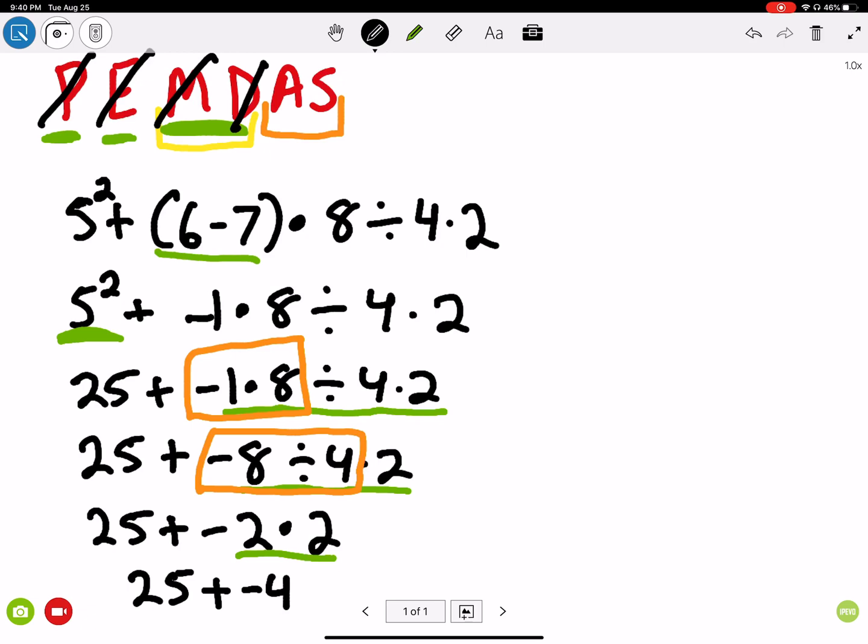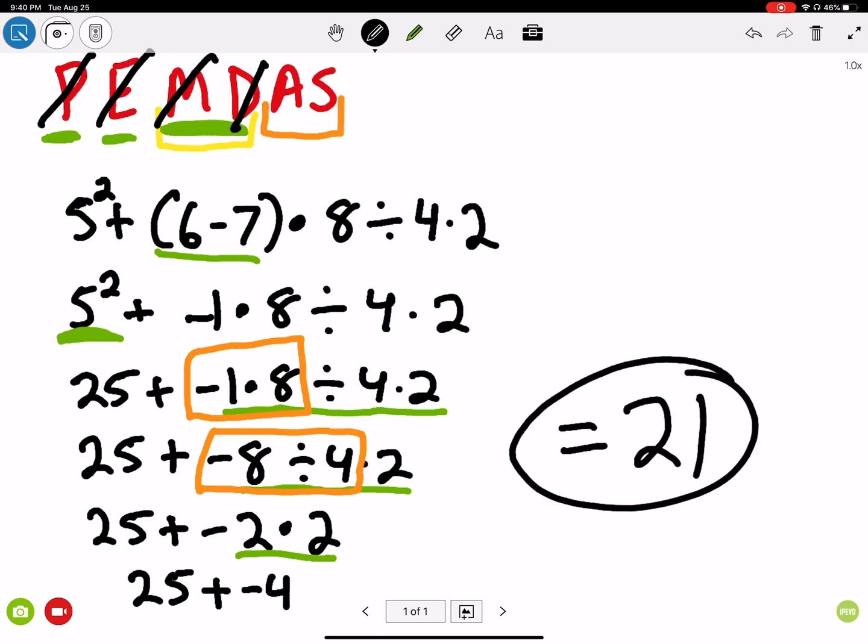Now I have to look at addition and or subtraction. Is that in my expression right now? Yes. I have 25 plus -4. So now I'm going to do my addition because that's all that's left. 25 plus -4 is going to give me, come on. That's okay. Since my stylus isn't working over there, I'm just going to say it over here. Equals 25 plus -4 gives me positive 21. So the answer to all this is 21.